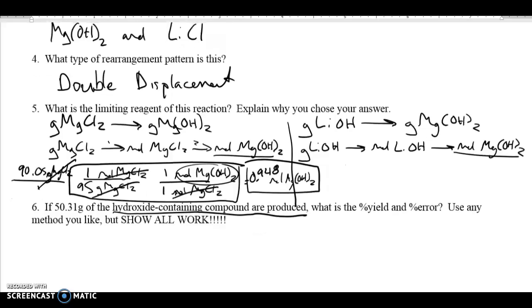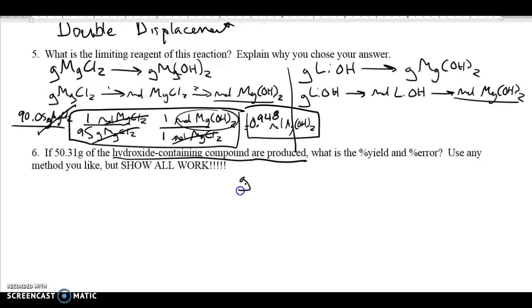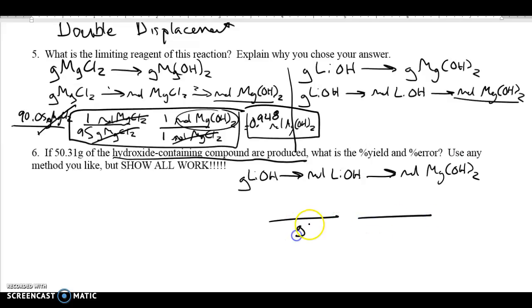All right, and now I'm going to go down here and I'm going to use a little bit more space. There's room here to work. So now I'm going to do the second half. Grams of lithium hydroxide to moles of lithium hydroxide to moles of magnesium hydroxide. Two conversions. First one is grams of lithium hydroxide to moles of lithium hydroxide. Next one is moles of lithium hydroxide to moles of magnesium hydroxide.